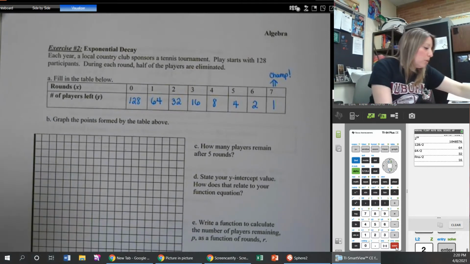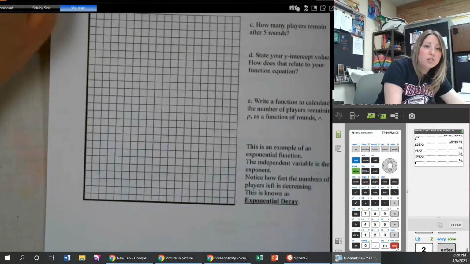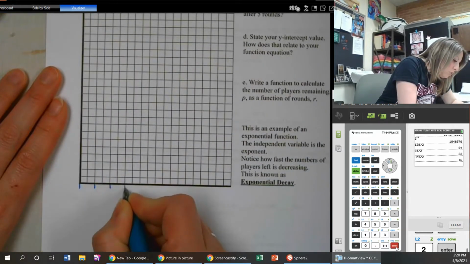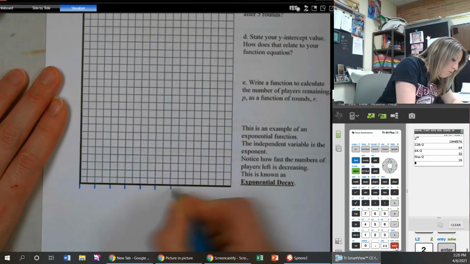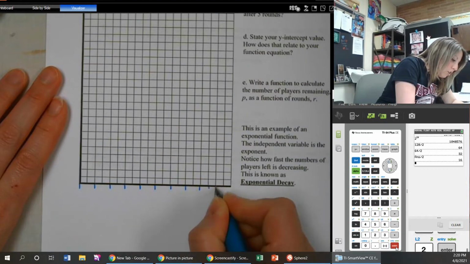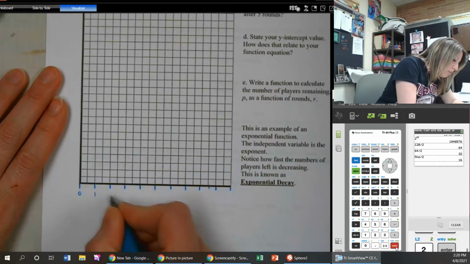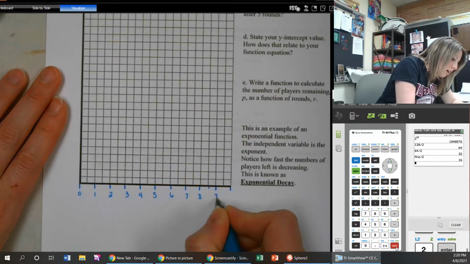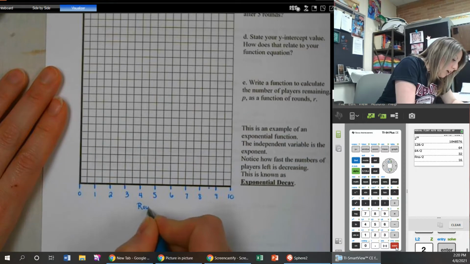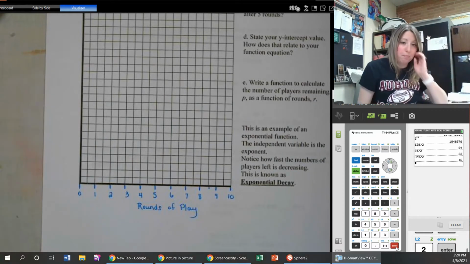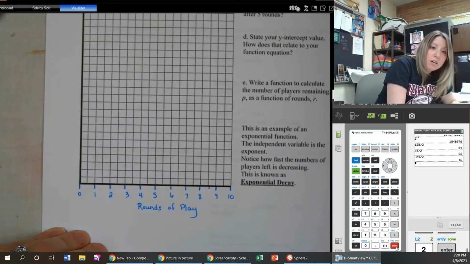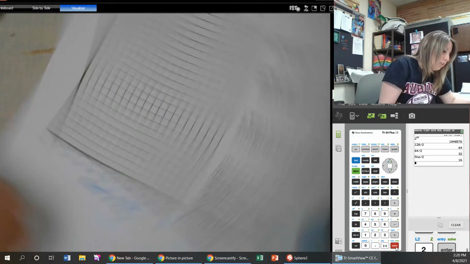So what we can do here is use time as in the rounds of play. I will use the same kind of hash marks as I go, every other box, just like I did before. So 0, 1, 2, 3, 4, 5, 6, 7, 8, 9, 10 rounds of play. So what round are we in the tournament? Then y must be our number of players remaining.